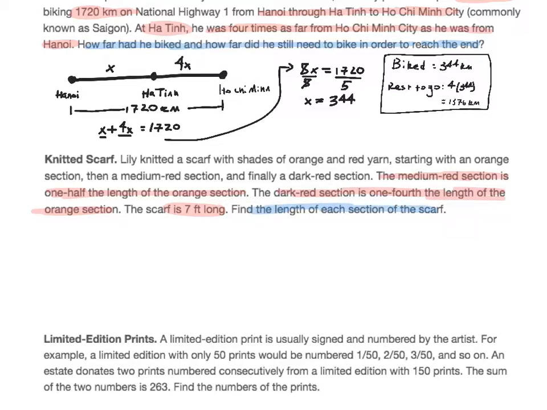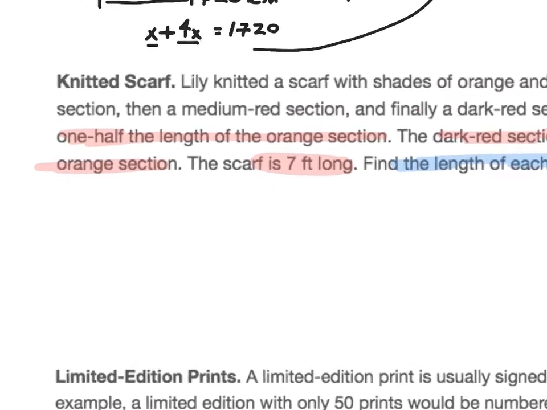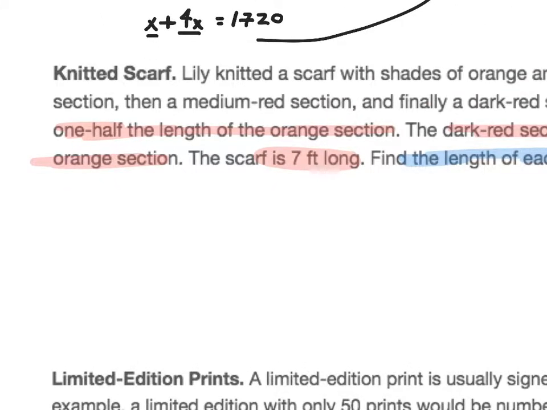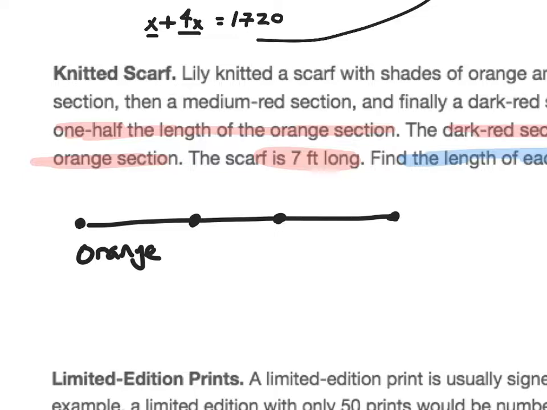So what I'm going to do is draw a picture. From one end point to the next, I'm going to put a point in between. We've got 3 sections here, so I need 4 points. This is my orange section. This is my medium red. And then this part here is my dark red.